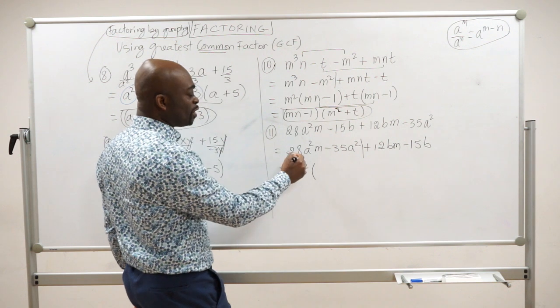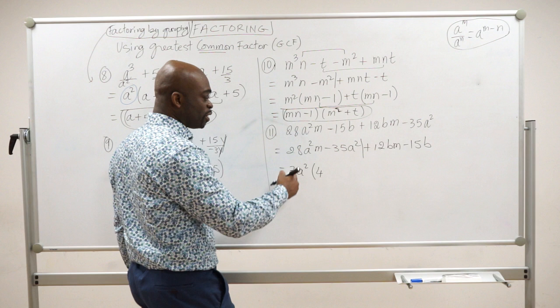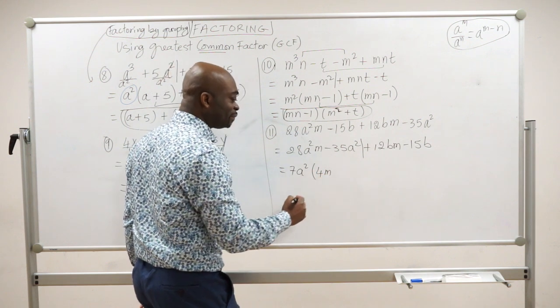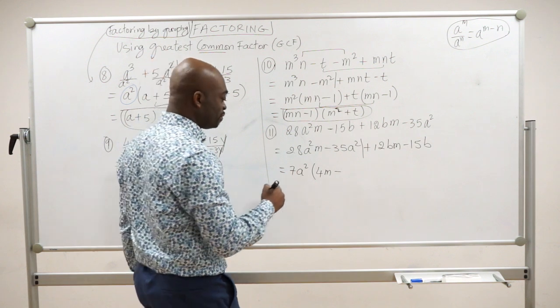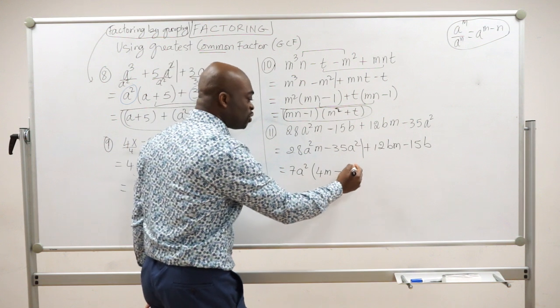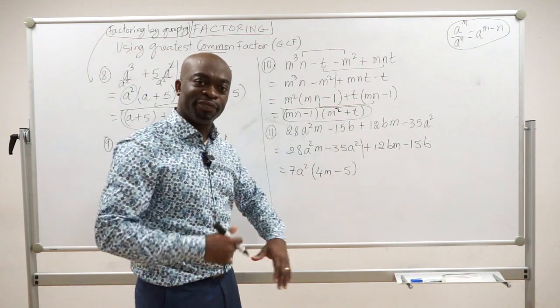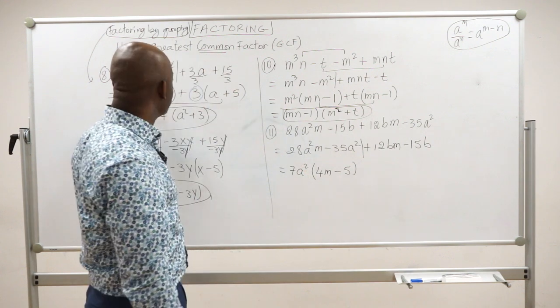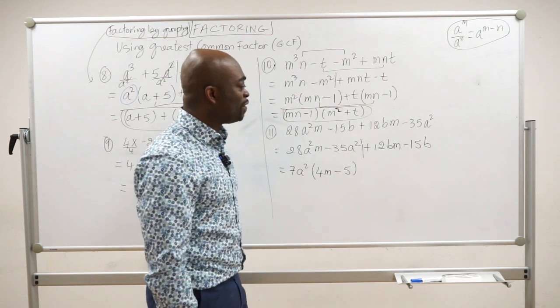So when you divide 28 by 7, you got 4. And then a squared divided by a squared crossed out, you only have m left. Then minus 35 divided by 7, which is 5. And then a squared divided by a squared, nothing left. Okay? Now I'm just going a little faster here, knowing how you guys divide and do all of these beautiful things. So now here, what do I have in common over here?